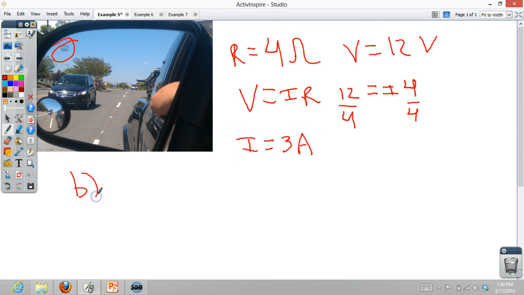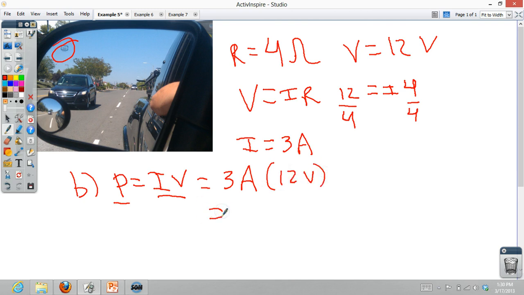For part B, the next thing they want us to find out is how much power does the lighter use? And the equation for power is pretty easy. It's just P is equal to IV. If you've ever had an IV in your arm, you know it's pretty painful, so they always say P is equal to IV. The current we solved earlier is 3 amps, and then if you remember, our voltage from up above was 12 volts. If you multiply the two together, you end up with our final answer, which would be 36. And then the unit for power is called the watt, and plural would be watts.